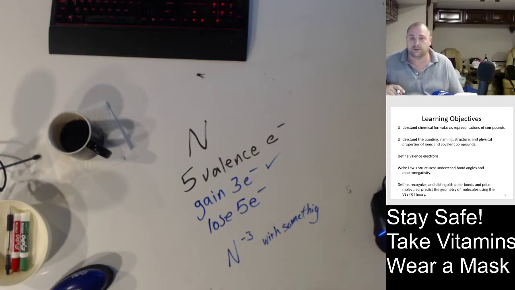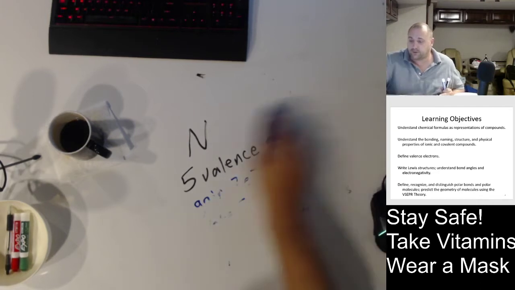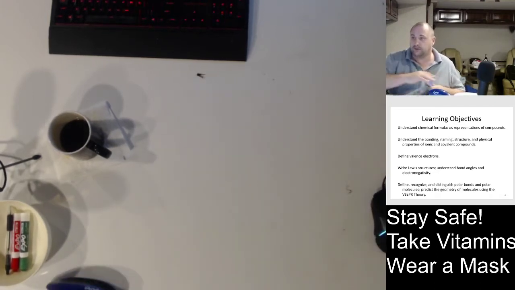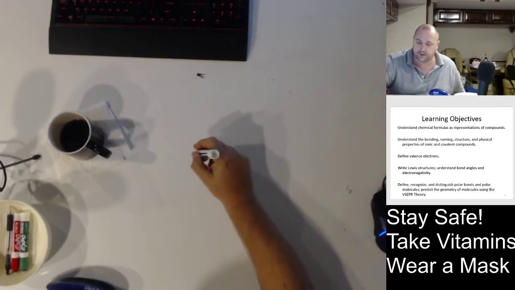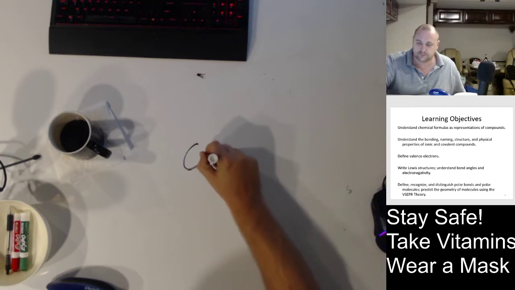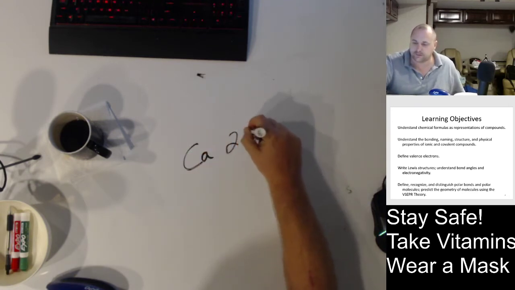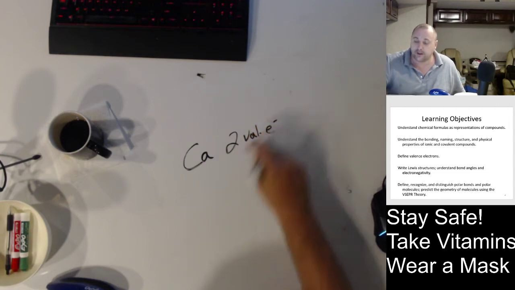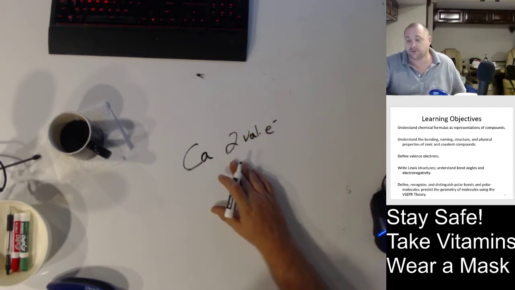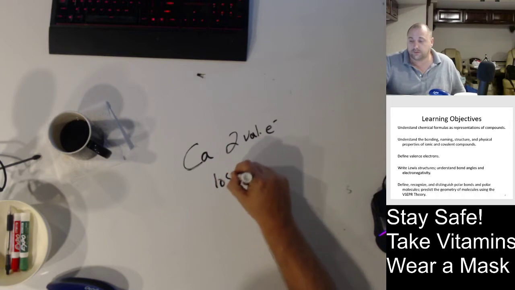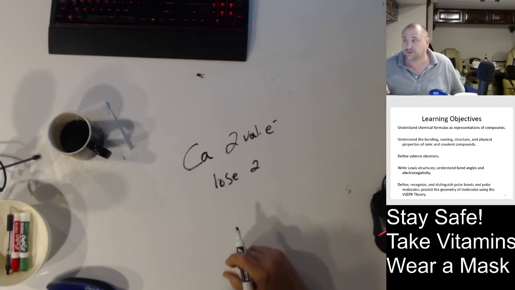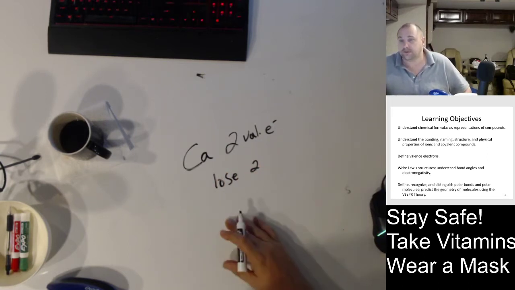And so nitrogen will like to be a -3 if it's with something. Now we can do a similar kind of approach. Let's pick on calcium. Calcium has two valence electrons. It can gain 6 or lose 2. So it's going to lose 2. If it loses 2, it goes back to argon. If it gains 6, it'd go up to krypton.